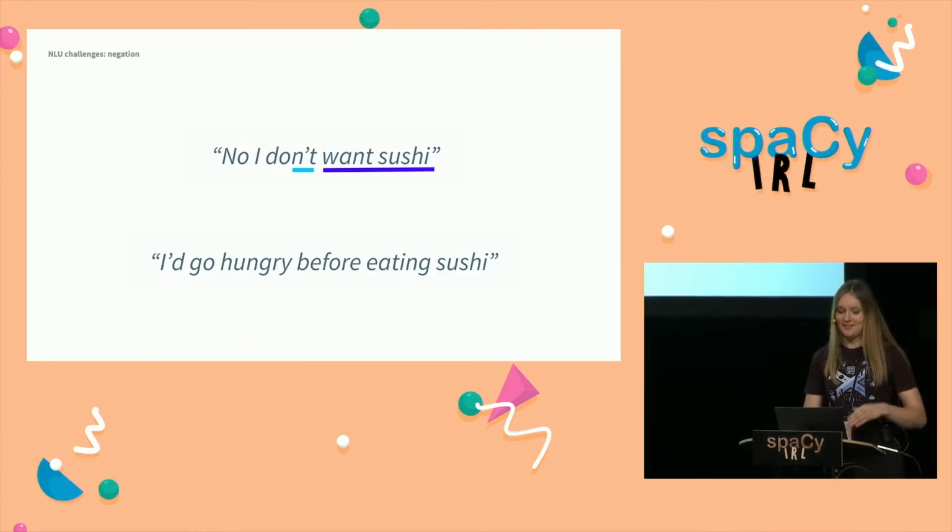And even this "no, I don't want sushi" use case is still where the state of the art is. The model that you would probably train to solve that would basically look for those negation words in your sentence and match the rest of the sentence. So it's really, really difficult and still a big challenge.